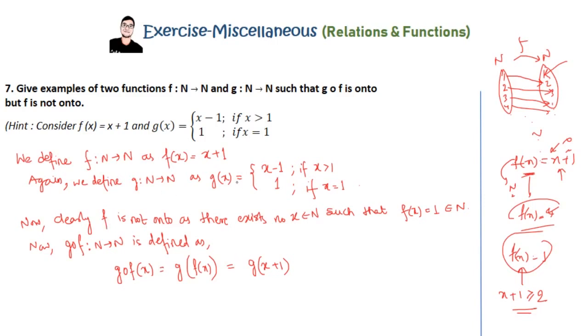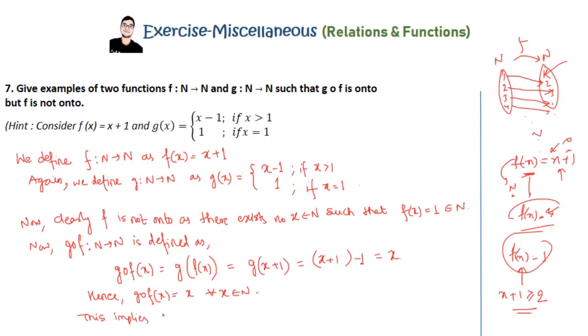So g of f(x) will give me only this. g of (x plus 1) will be x plus 1 minus 1, because x plus 1 is always greater than 1, it is never equal to 1. Clearly that is equal to x, hence g of f(x) is equal to x for all x belonging to natural numbers. This implies our conclusion.